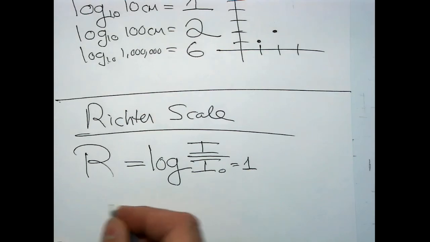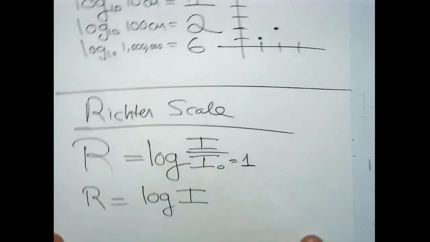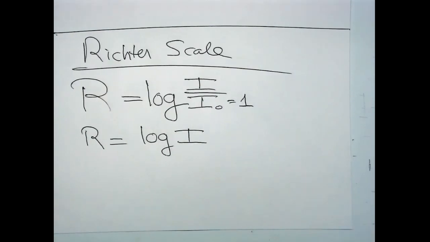So I guess the Richter scale is more or less the log of the intensity. And you can think of the intensity as movement of the Earth, like we did earlier. So what we were looking at earlier was the Richter scale.